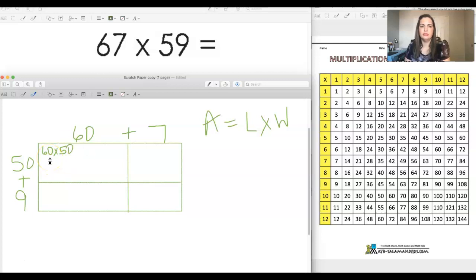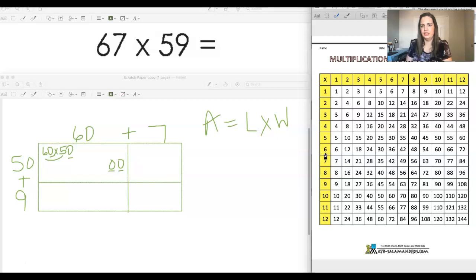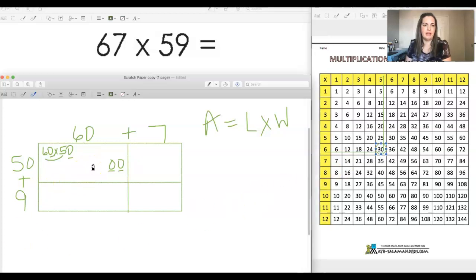Using place value, because they're multiples of tens, I can count the zeros. I have 2 zeros and I can put 2 zeros in my answer. And then I have a basic fact, 6 times 5. Go to your multiplication chart, find the 6, go over until you reach the 5. And where the 2 lines meet in the middle, that's your answer. 30. 6 times 5 equals 30. This problem says 60 times 50, which equals 3,000.